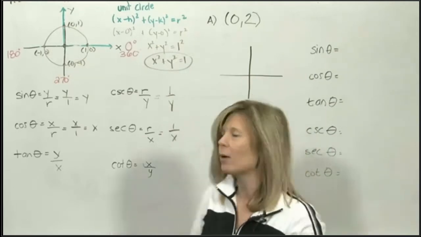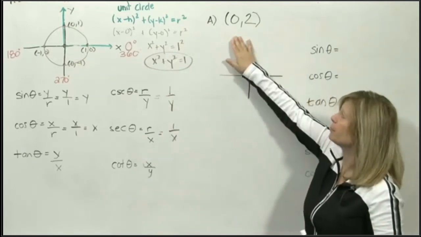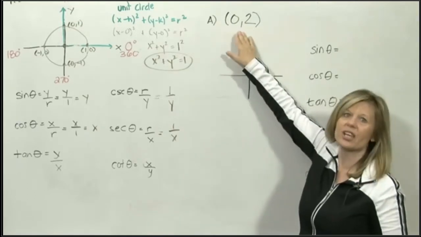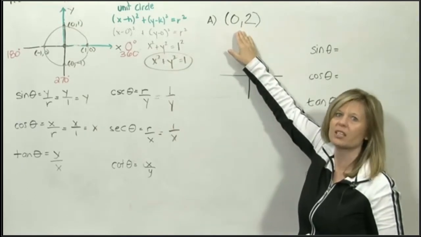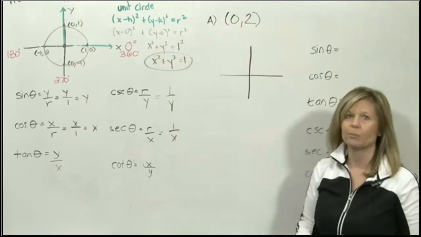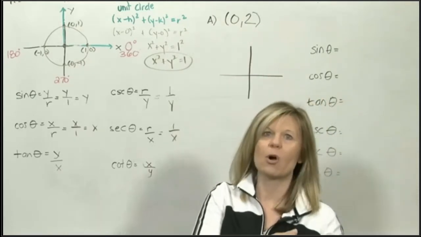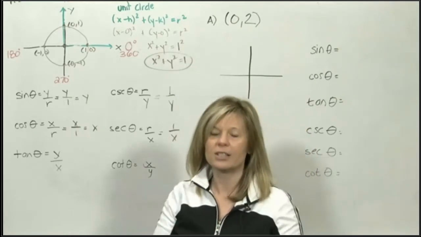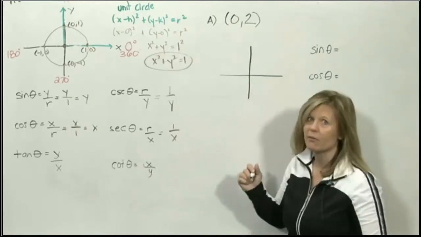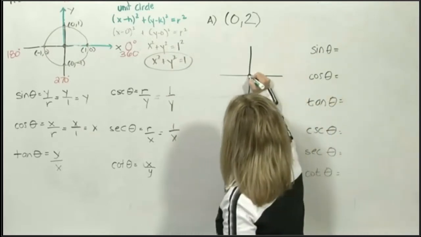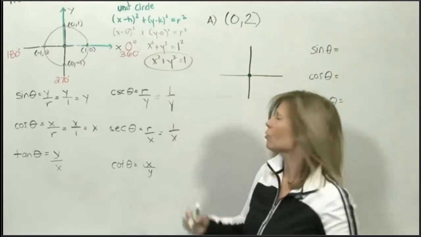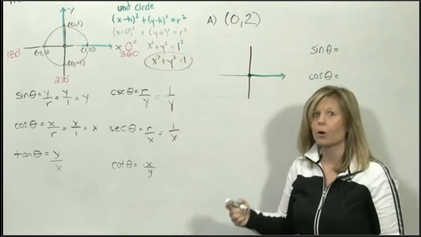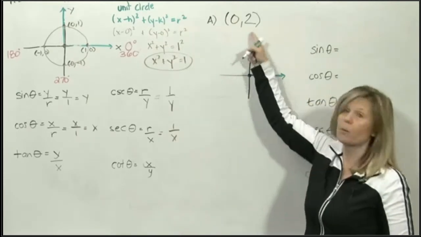Okay? Let's try one. So our first example in our notes, 1.3b, A, says define the 6 trig function values given this ordered pair, 0, 2. So we go back to where we started last week on the last video. We're going to draw an angle in standard position. So where do we put our vertex point? That's right, the origin. Where do we put our initial ray? That's right, the positive x-axis. Now we're going to put our terminal ray where this ordered pair is.